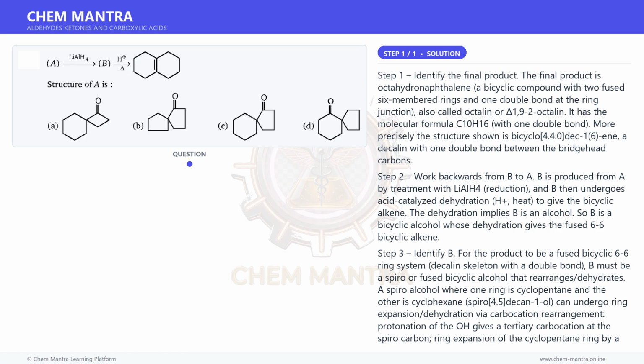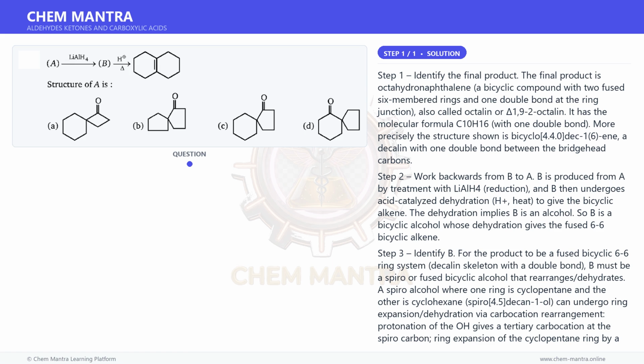Step 2. Work backwards from B to A. B is produced from A by treatment with LiAlH4 reduction, and B then undergoes acid-catalyzed dehydration, H+, heat, to give the bicyclic alkene. The dehydration implies B is an alcohol. So B is a bicyclic alcohol whose dehydration gives the fused 6-6 bicyclic alkene. Step 3. Identify B. For the product to be a fused bicyclic 6-6 ring system, decalin skeleton with a double bond, B must be a spiro or fused bicyclic alcohol that rearranges and dehydrates.